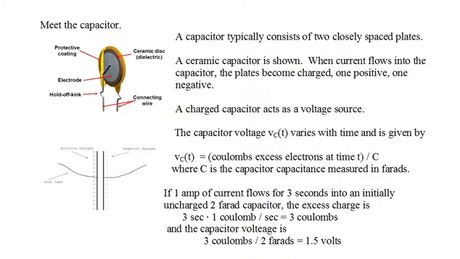A capacitor has the capacity to hold an electrical charge. And when a capacitor is charged, it acts as a voltage source. A capacitor typically consists of two plates of metal, closely spaced, separated by air or a dielectric material. A typical ceramic capacitor is shown in the diagram with a ceramic dielectric between the plates.